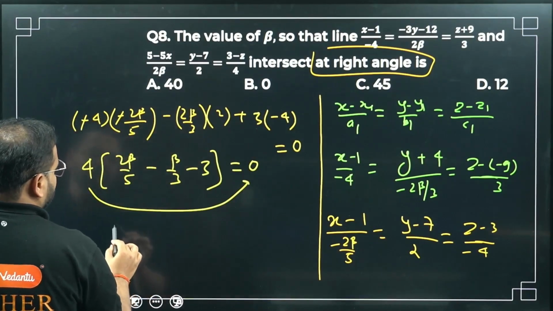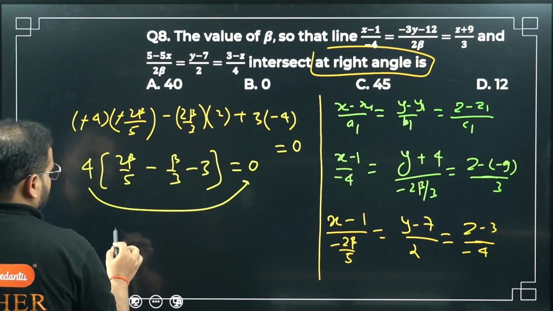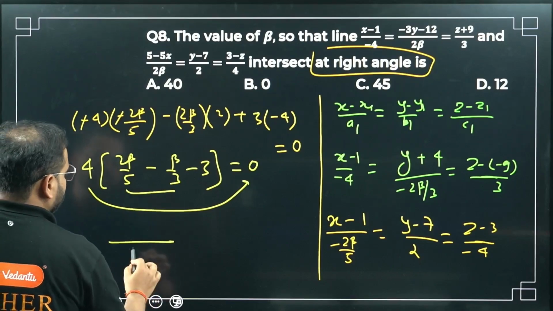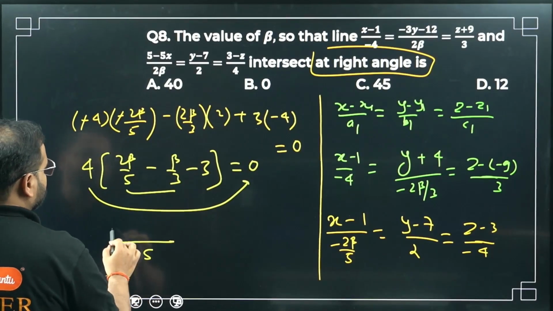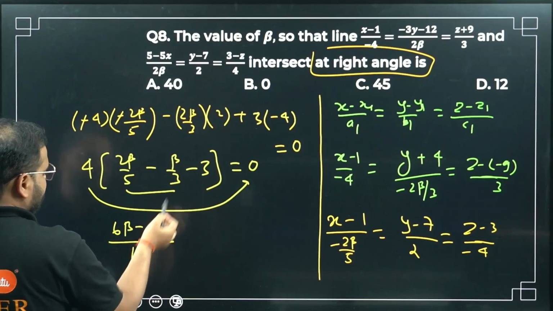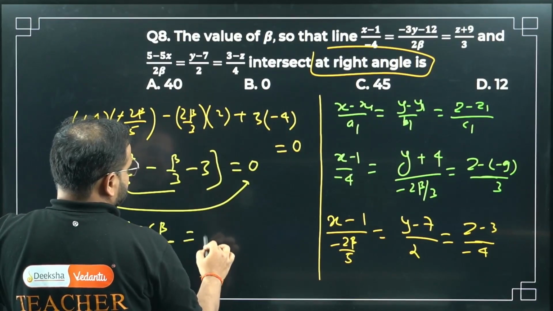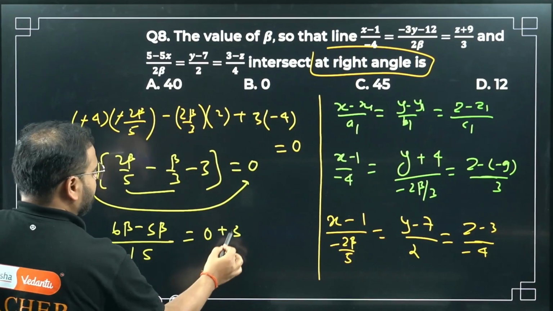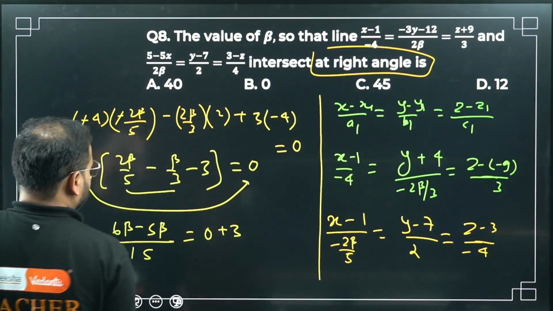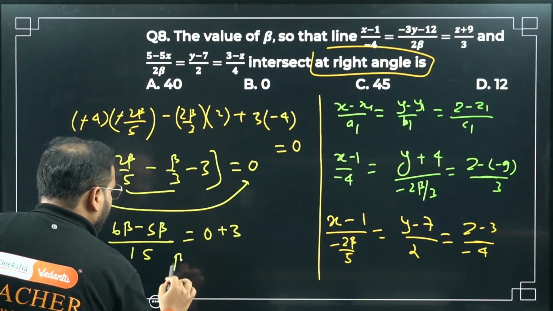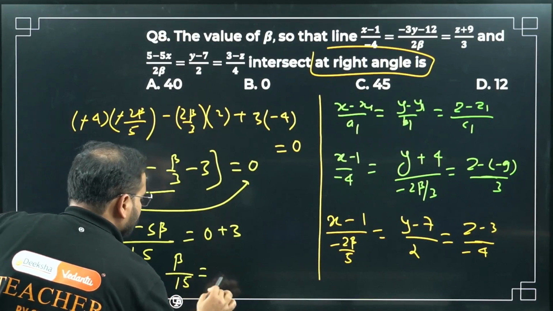Please have a look. What I'm getting? The LCM of these two will be what? 15. So 15 over here. 5 into 3, right? So 6 beta minus 3 into 5, right? So minus 5 beta equals to what? 0 plus 3. Move 3 on this side. So 0 plus 3. What I'm getting? Beta by 15 equals to 3.